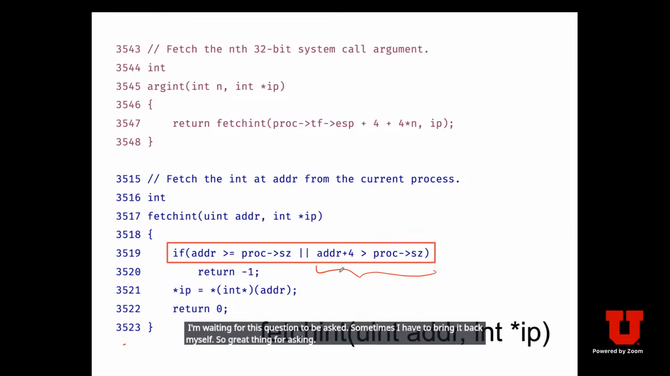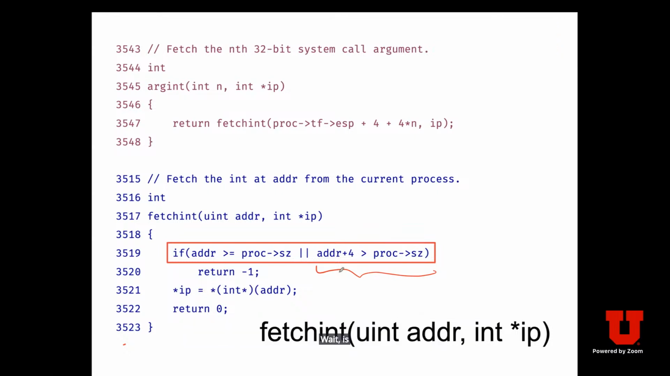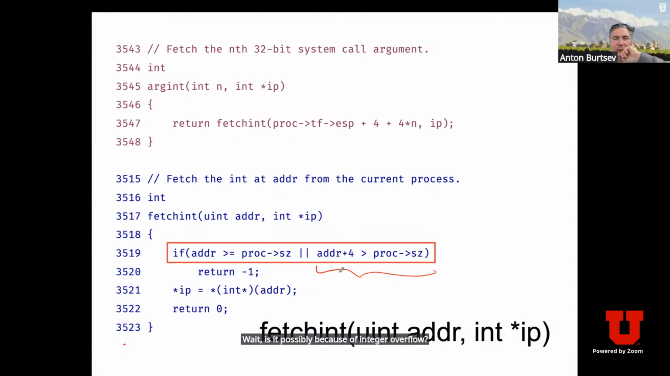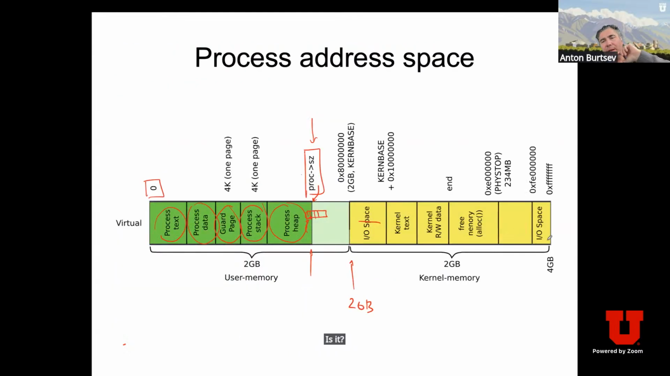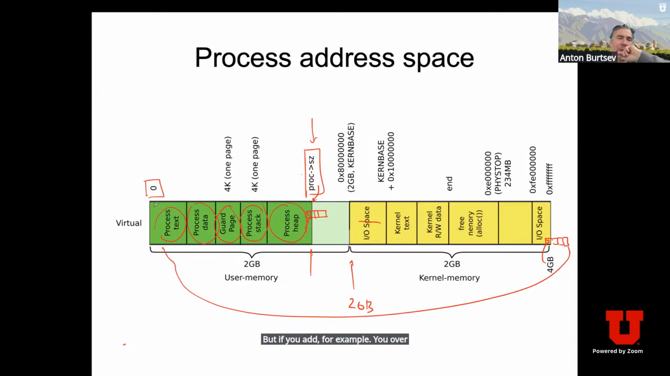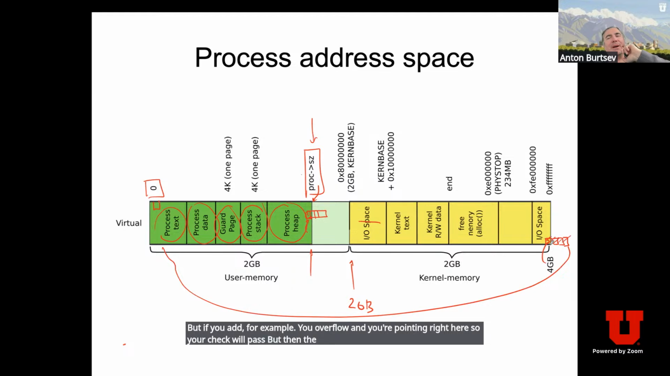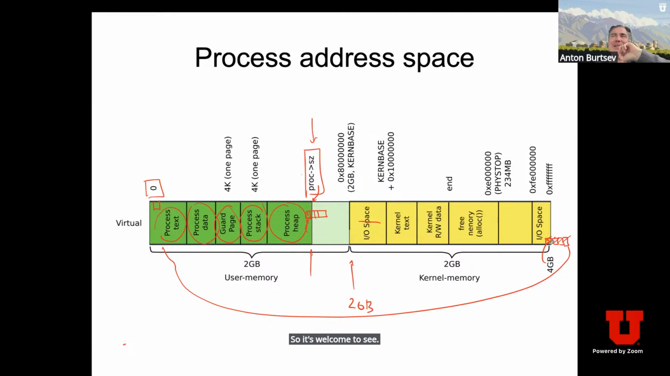Yeah, is it possibly because of integer overflow? Correct. Because look, if the user is so tricky that it passes a pointer right here, the pointer is still at the very top of the address space, pointing into the kernel. But if you add, for example, 3, you overflow, and you're pointing right here, so your check will pass, but then the kernel might do something funky here. So it's welcome to C, but it's not just C. It's just how the address spaces and all the register operations work.